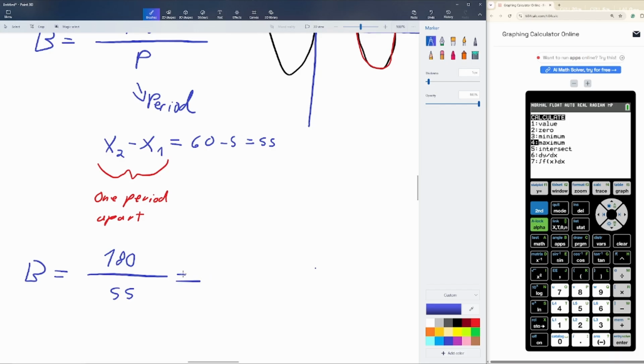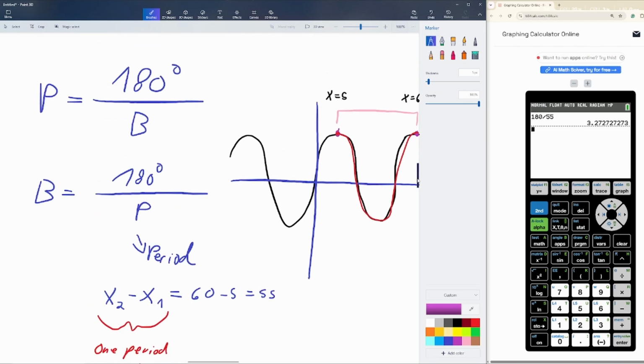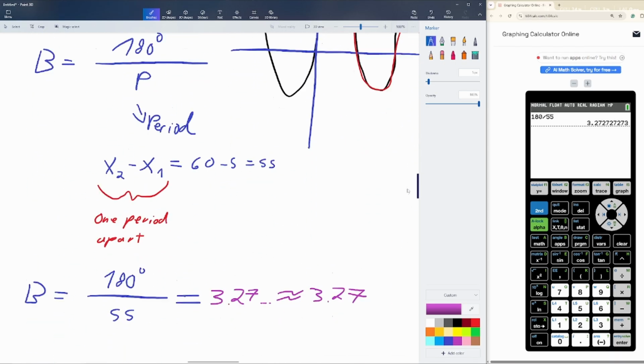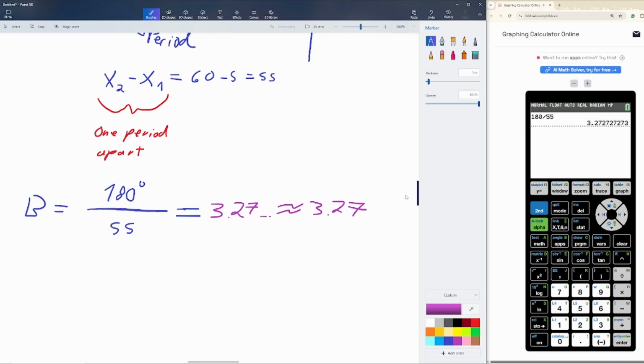Sometimes b is even left out like this, but if you want to make sure, you can always do 180 divided by 55, and you get your b to be 3.27, rounded to 3.27. And of course we will be working with sinusoidal functions even more, however this can be a very great start.